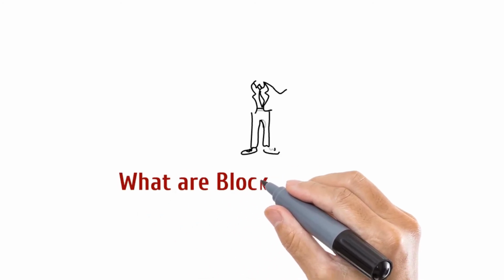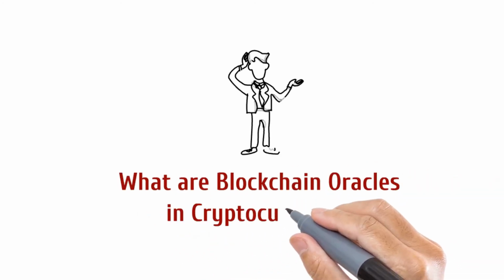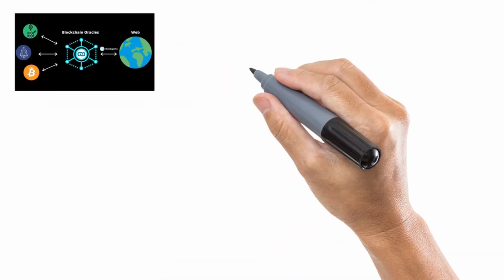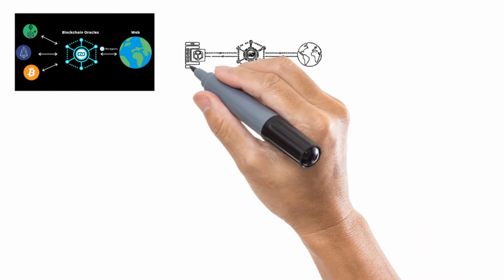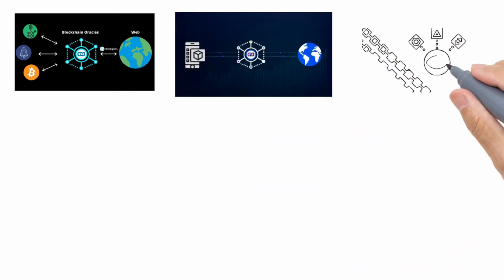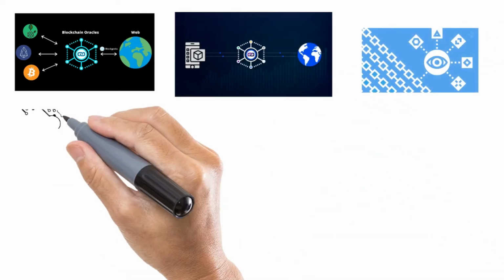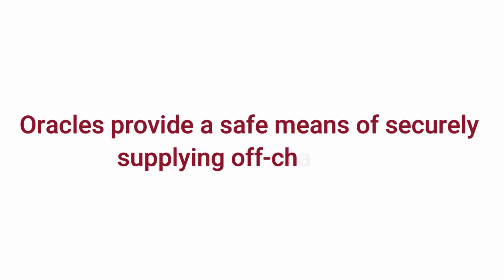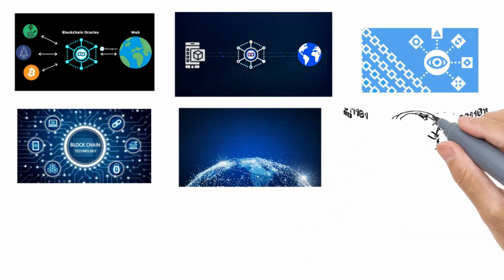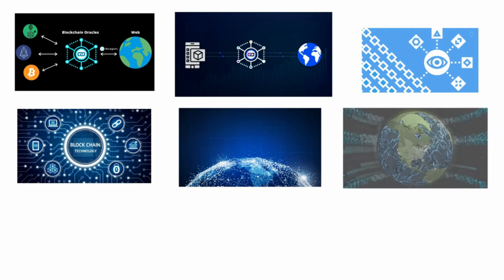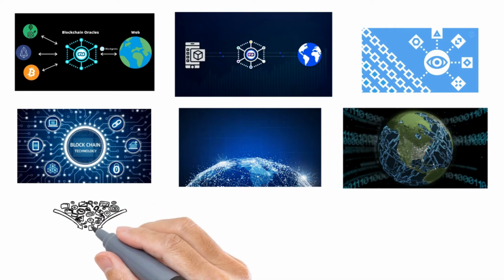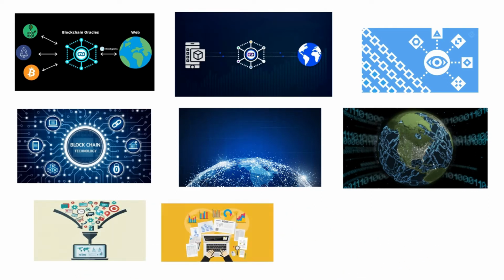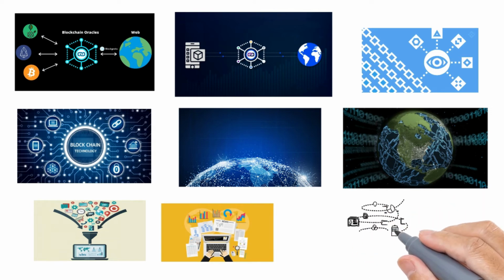What are blockchain oracles in cryptocurrency? Oracles provide external data to smart contracts that use blockchain technology. They are, in essence, a means of communication between the outside world and the blockchain world. Oracles provide a safe means of securely supplying off-chain data to a blockchain network's on-chain environment, since blockchains and smart contracts are closed systems with rigorous protocols for connecting to other data sources.